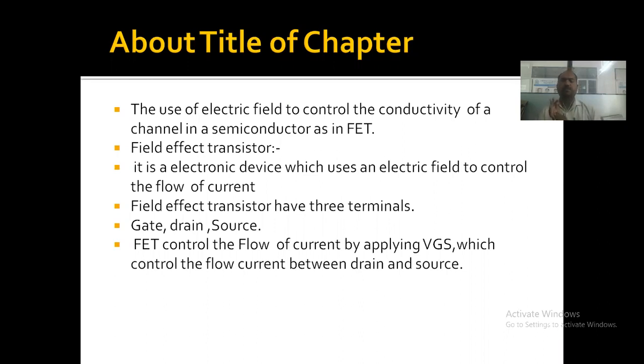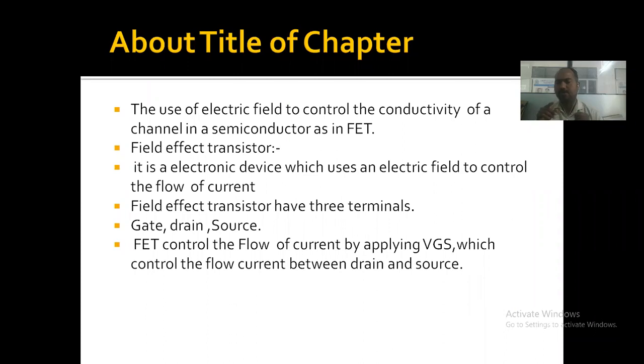Now we have seen what is done by FET. FET indicates field effect transistor. Normally it is an electronic device, right? For that electronic device we apply an input voltage between gate and source. There are three terminals with respect to FET: gate, drain and source. We apply the voltage between gate and source, so the VGS voltage is applied across it, right?